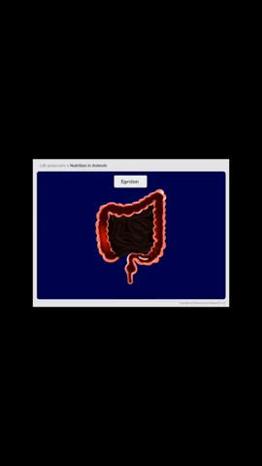The last part of the large intestine is called the rectum. It stores this undigested food for some time. Then it is thrown out through the anus.